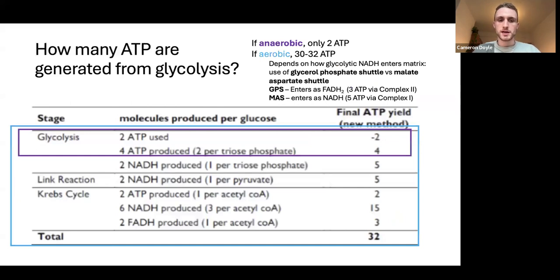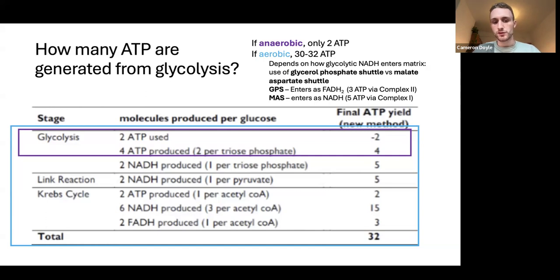So how many ATPs are generated from glycolysis? Glycolysis overall is only going to produce 2 ATP per glucose molecule. So it's not very efficient, which is why, other than the fact that you're producing lactate, you can't indefinitely respire anaerobically. You can't sprint forever.